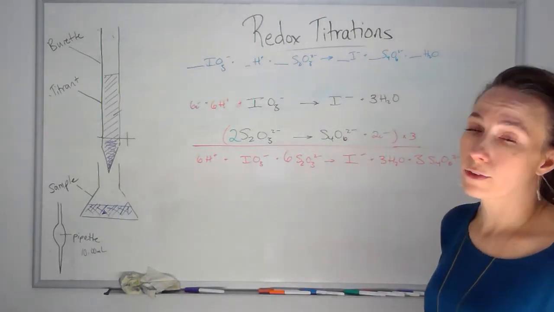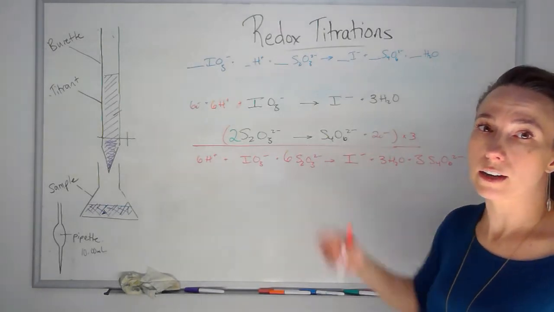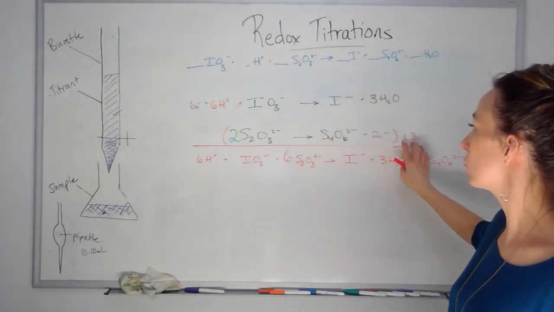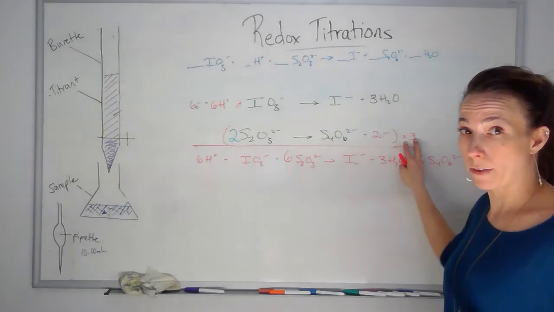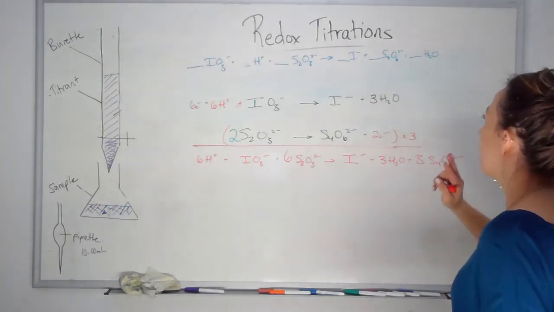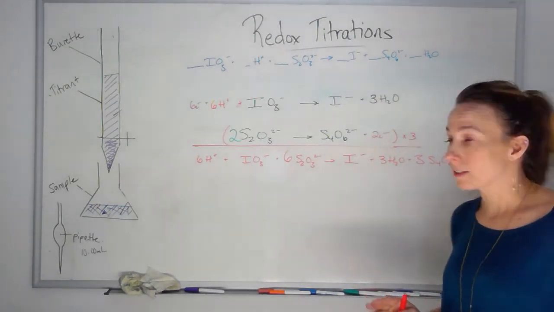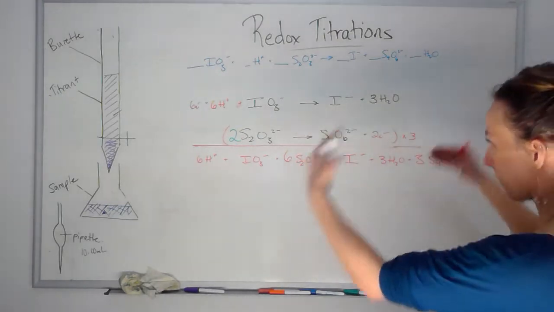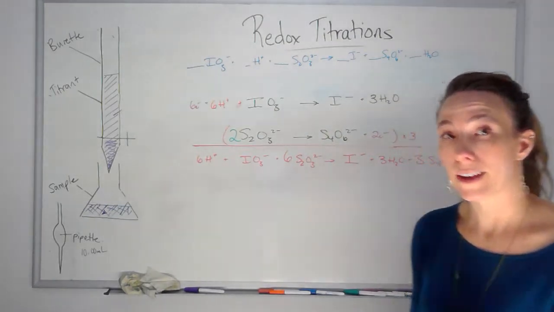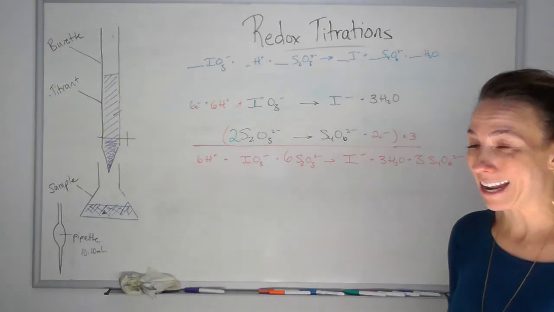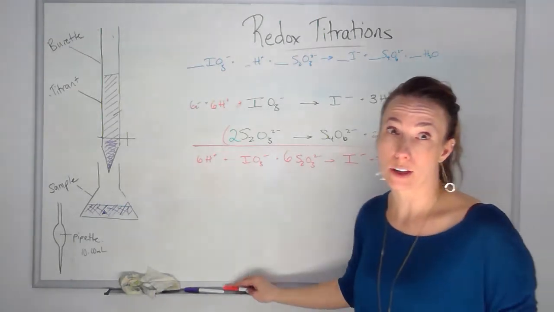Now I have 2 half reactions, an oxidation half reaction and a reduction half reaction. I'm going to multiply my half reaction by 3 in order to get my electrons to be balanced. And so that's balanced by 3, and then I have my net reaction. Whew. So here's my net reaction. I now need to add the information underneath and do the stoichiometry.